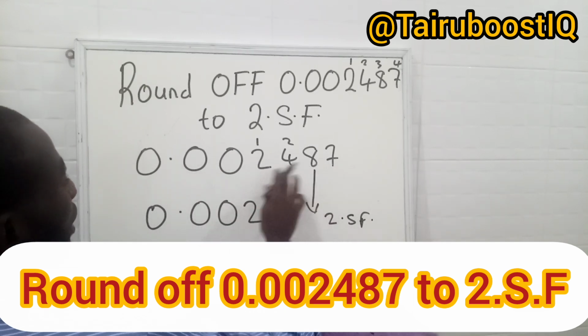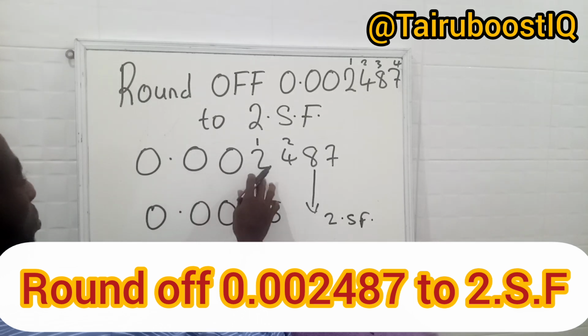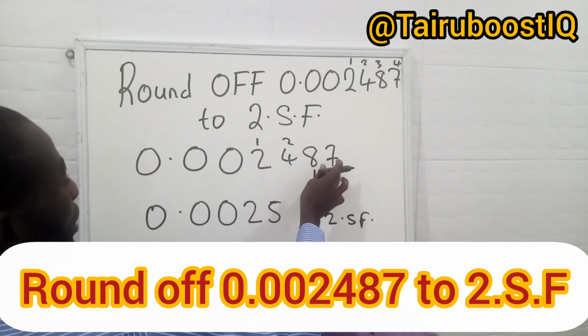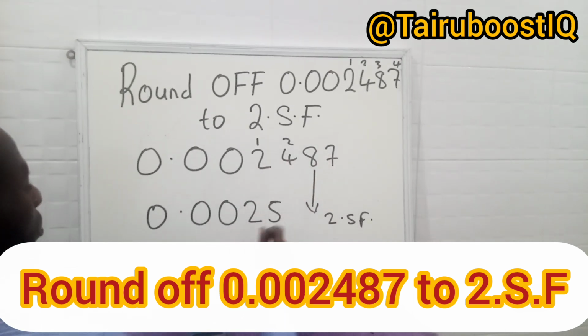If they say to three, our answer will be 0.00249. This 7, we add 1 to this. So this is our answer.